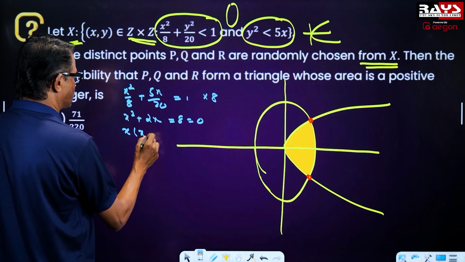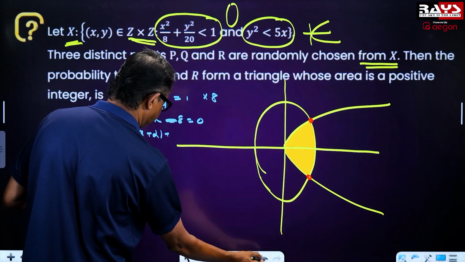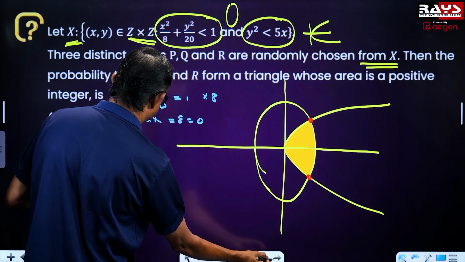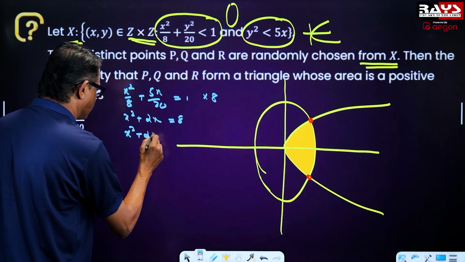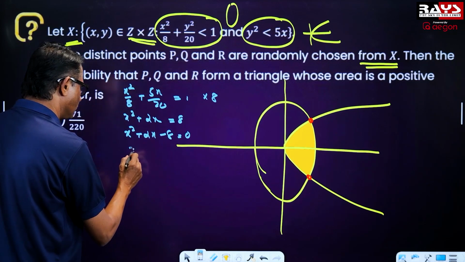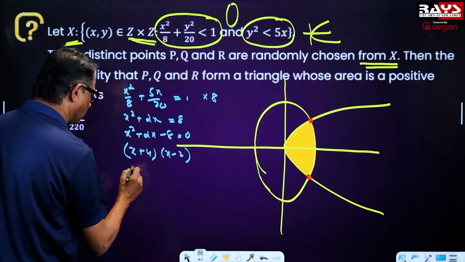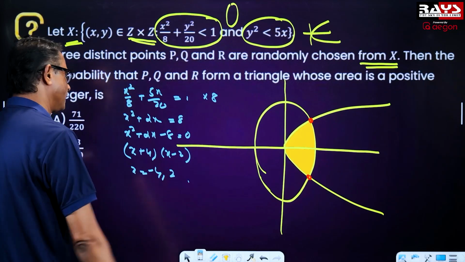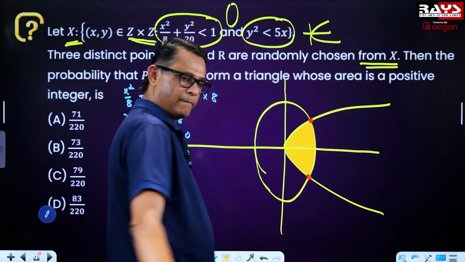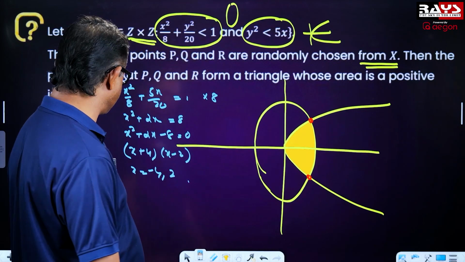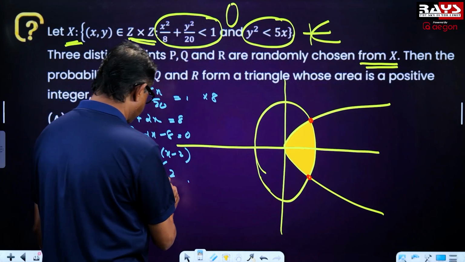So x square plus 2x minus 8 is equal to 0. So this is x plus 4 into x minus 2 equal to 0. Therefore, x value is minus 4 and 2. See, you can see that there is no parabola on the left side. The parabola is on the right side only. Therefore, we cannot choose this, minus 4 is ignored. Therefore, x is equal to 2 only.